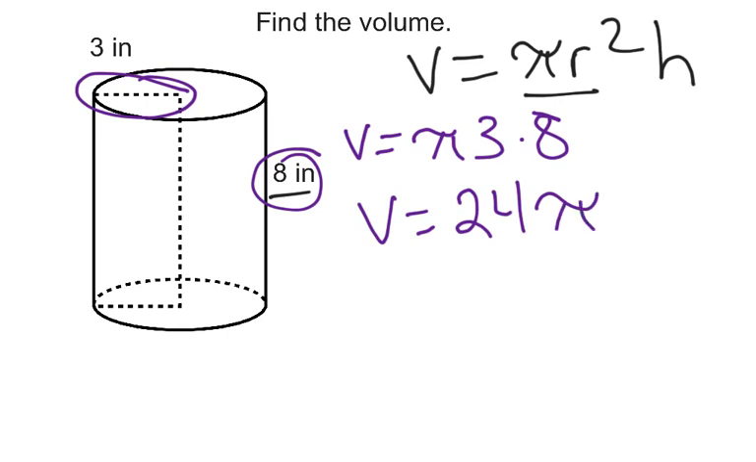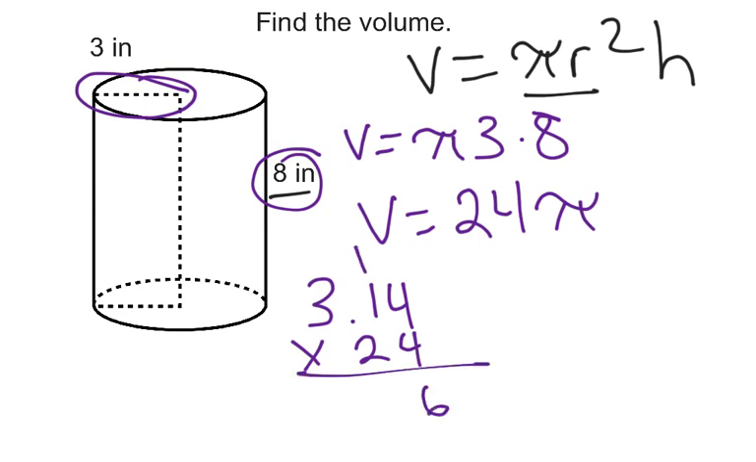Now, if we're going to estimate, of course, we usually will substitute 3.14 for pi. So we can multiply that. 4 times 4 is 16. 4 times 1 plus 1 is 5. 4 times 3 is 12. Hold my spot. 2 times 4 is 8. 2 times 1 is 2. 2 times 3 is 6. Add my totals.